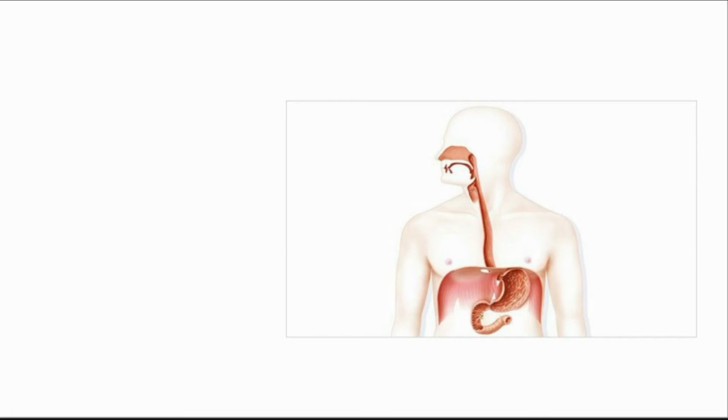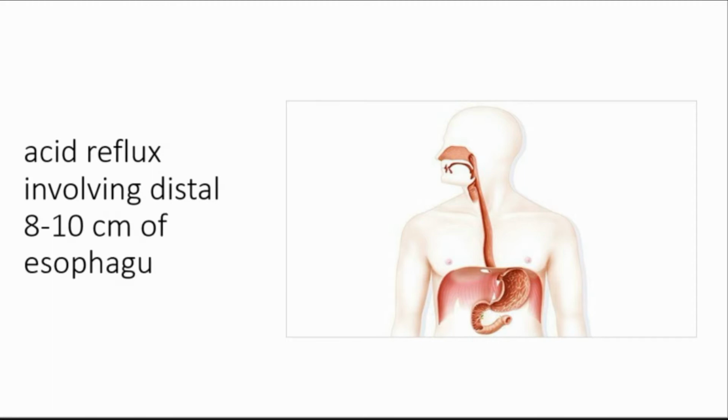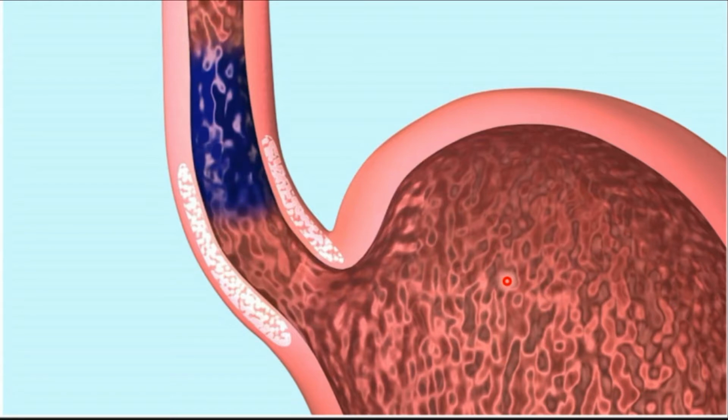Gastroesophageal reflux disorder, or acid reflux disorder, is one in which the acidic content involving the distal 8 to 10 centimeters of the esophagus moves backward. So it is also called reflux esophagitis. Now let's have a closer look toward the area where the pathology lies.